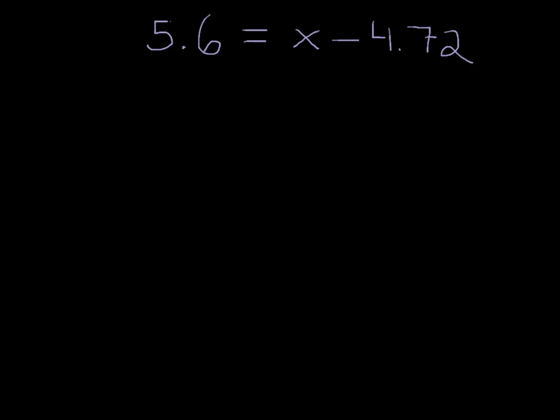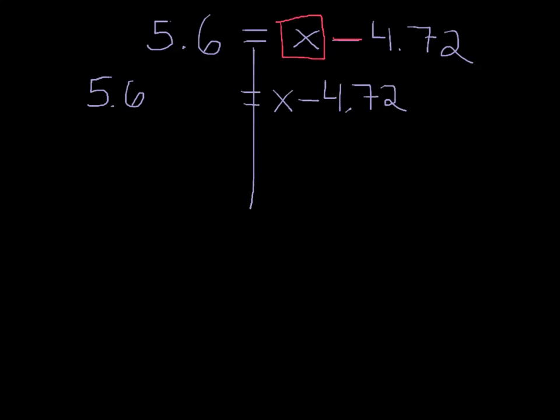So here's our first example. This time we actually just have a decimal, no fraction, and it's one step. If I have my line, remember I want to get my variable here by itself. So I need to get rid of the subtraction of 4.72. The opposite of subtraction is addition. So I need to add 4.72 to get rid of it. And whatever you do to one side, you have to do to the other.